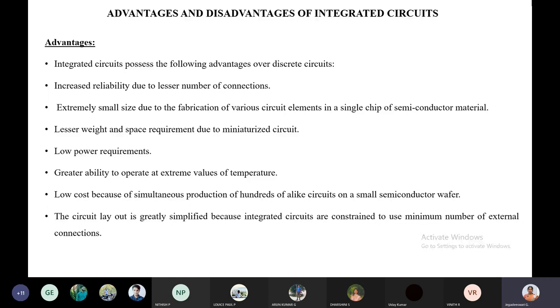Okay, while connecting an IC in any board, the external connections may not be that many. A minimum number of external connections is enough to connect it in a board. Very, very few external connections are needed with the help of an IC. So that is also one advantage. So these are some of the advantages.